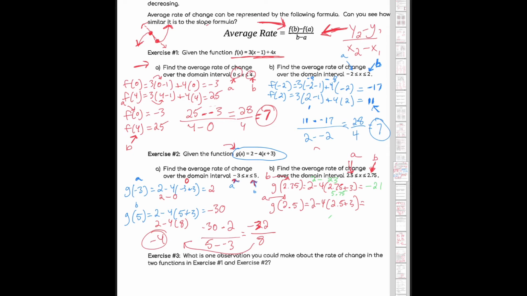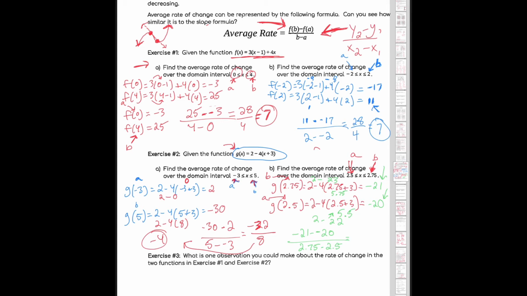For this one, we have 2.5 plus 3, which gives us 5.5 times our 4, which gives us 22. So we have 2 minus 22, which gives us, make sure it's correct, 2 minus 22 gives us negative 20. So there's our f of b and our f of a. So let's go ahead and do it. f of b is negative 21 minus negative 20 over b minus a, which is 2.75 minus 2.5.